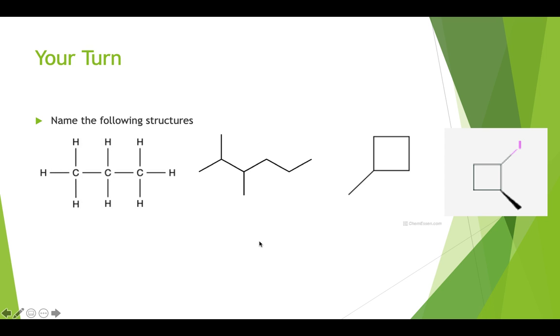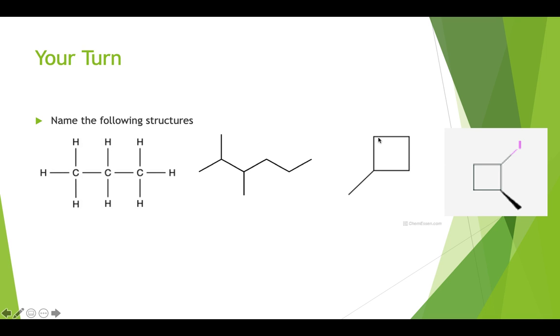Okay, so we have 3 carbons long. This would be propane. This is 1, 2, 3, 4, 5, 6. So this is going to be a hexane. It has 2 methyl groups on carbons 2 and 3. So 2,3-dimethylhexane.